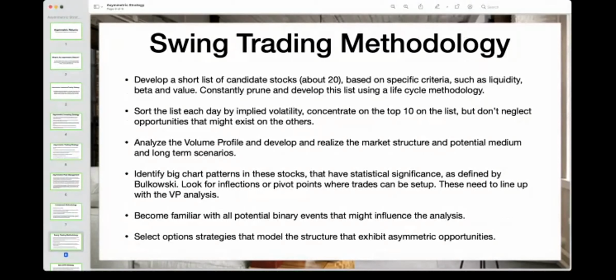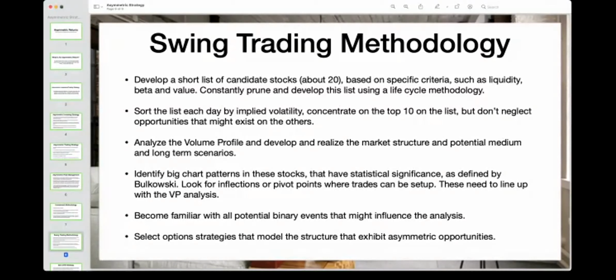So to start off, the swing trading methodology, we're trading stocks, highly liquid stocks. We develop a short list of candidates, about 20, based on specific criteria such as liquidity, beta, and value. We're constantly pruning and developing this list using a life cycle methodology. So I have a much larger list that are in this kind of stasis that we're looking at. And then there's the list that we choose of the stocks that we trade, and that's a much smaller list.